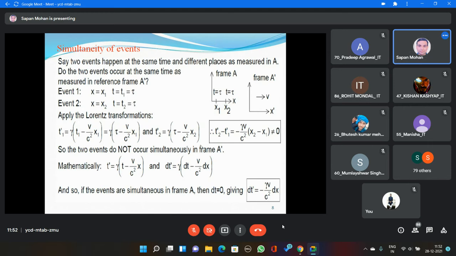Okay, sorry. What I'm saying is that if two events happened at the same time and different place, they will not necessarily be simultaneous in the other frame. Okay, at the same time there, it will not happen because the place is different.